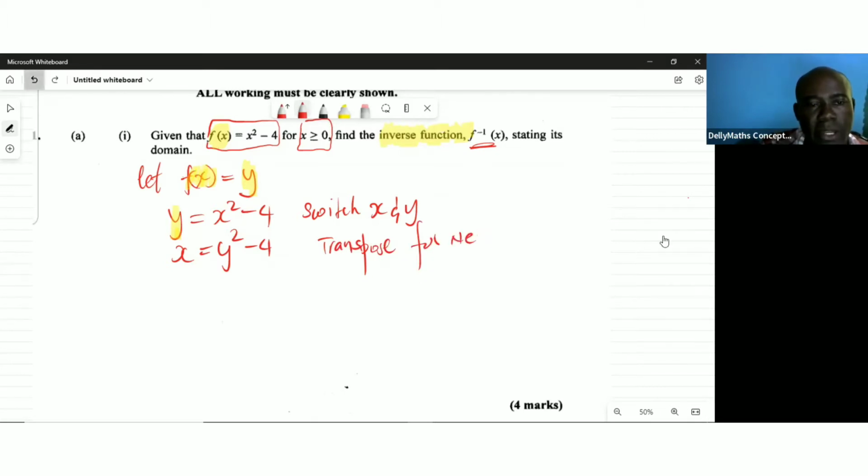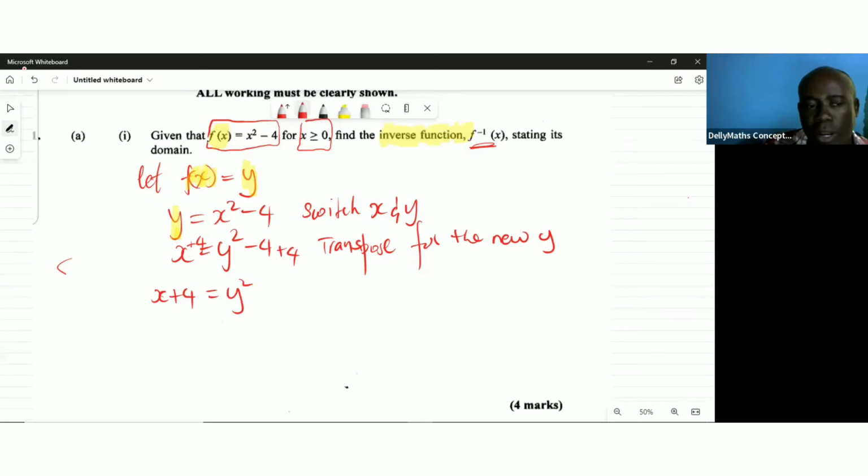Let me write this better. We want to transpose for the new y. So that means we're going to be adding 4 to both sides, as you could see here. So basically we have x plus 4 is equal to y squared.